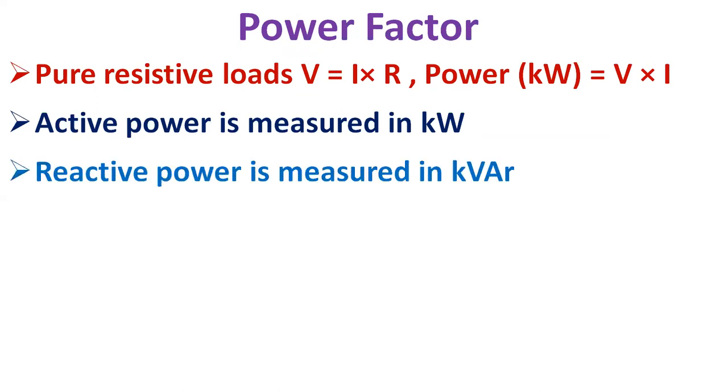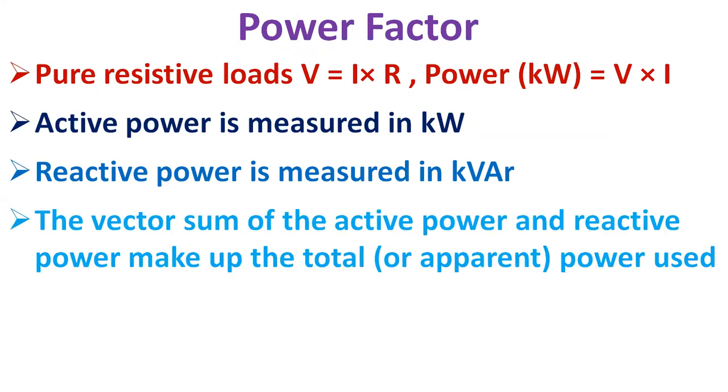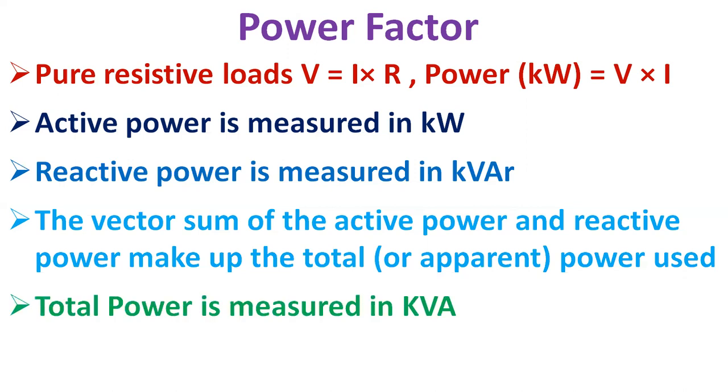The vector sum of the active power and the reactive power make up the total or apparent power used. This is the power generated by the state electricity boards for the user to perform a given amount of work. Total power is measured in kVA. The power factor is also a ratio of kilowatt to kVA, which is always less than or equal to unity. This is represented by a famous triangular relation as shown in the figure.